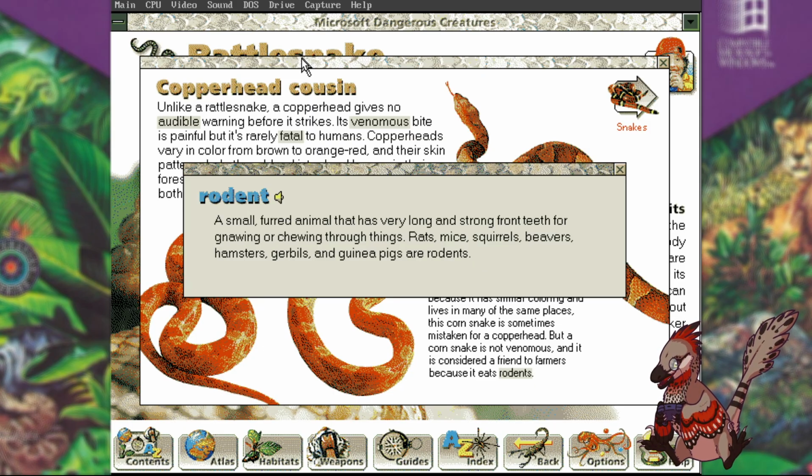Now here's a word that I would like for you to tell me what it means. What is a gerbil? I have never heard of that before.